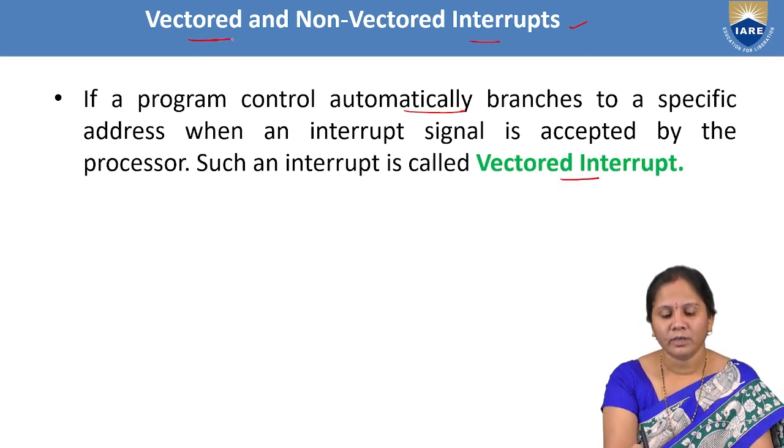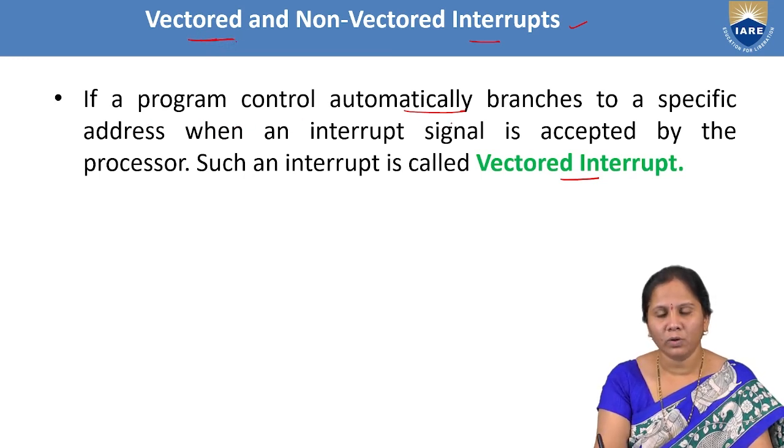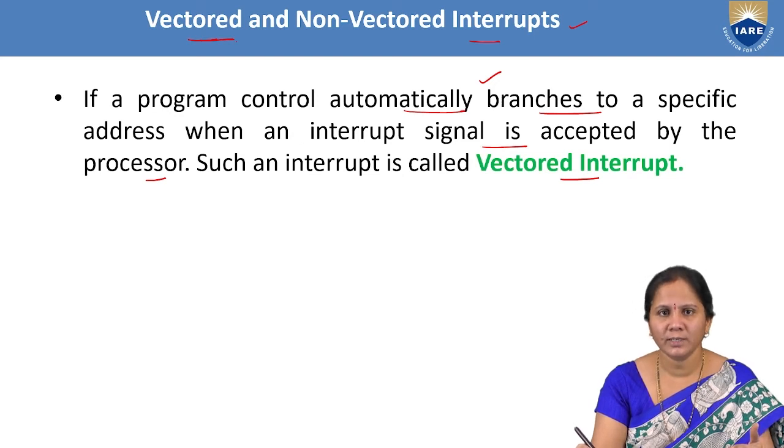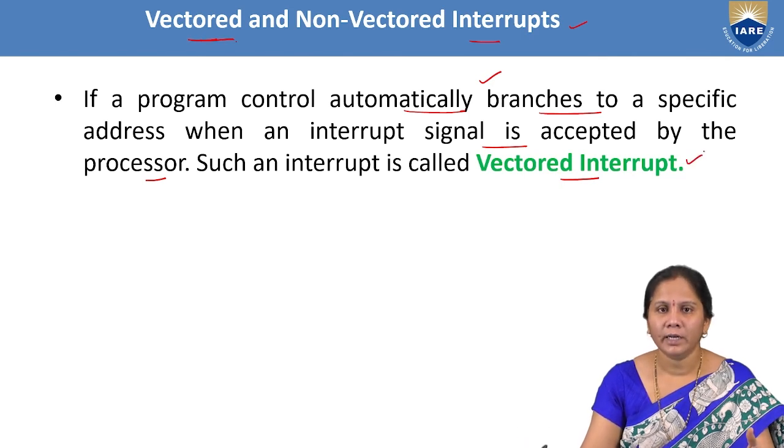If it is a vectored interrupt, the program control automatically branches to the specific address when the interrupt signal is accepted by the processor. Automatically branching means no need to provide any address. To that particular specific address, the control will automatically branch. Such types of interrupts are called vectored interrupts.